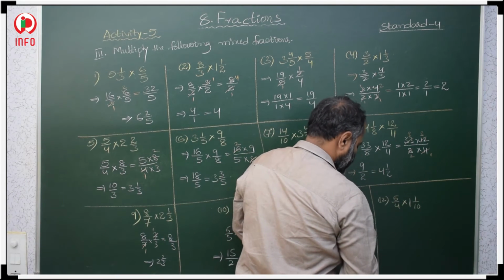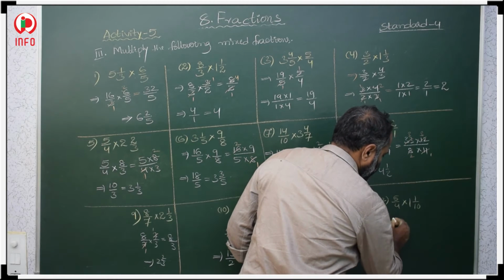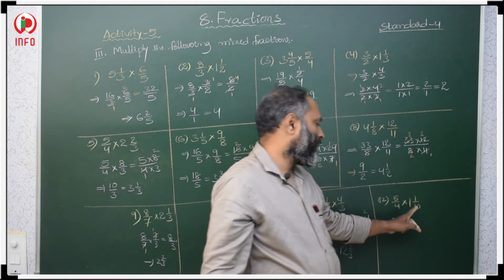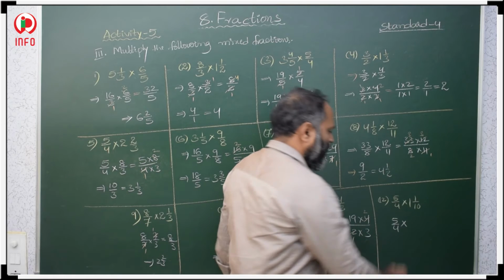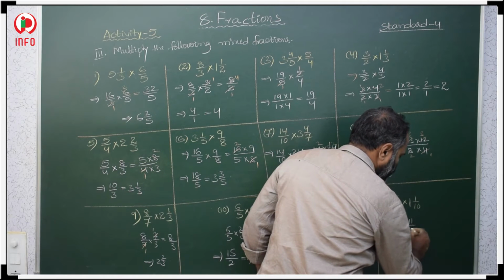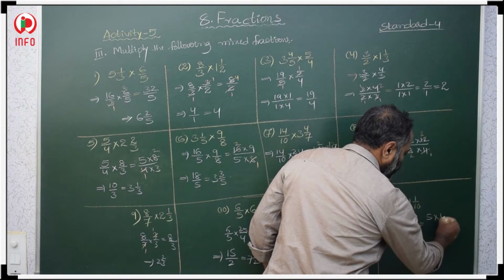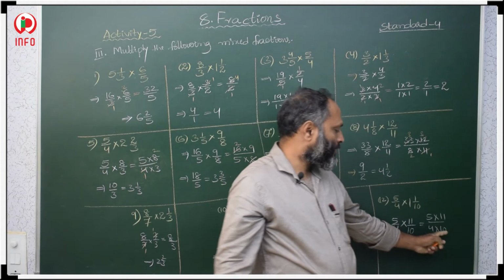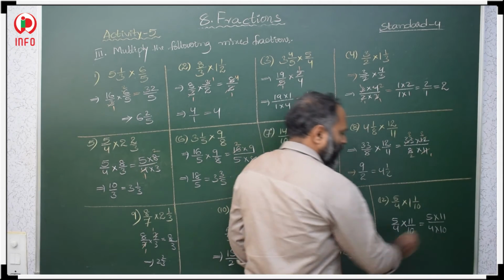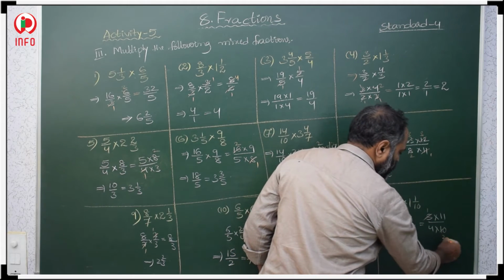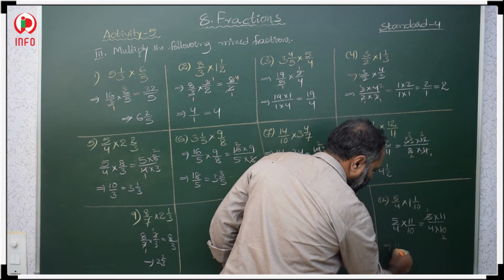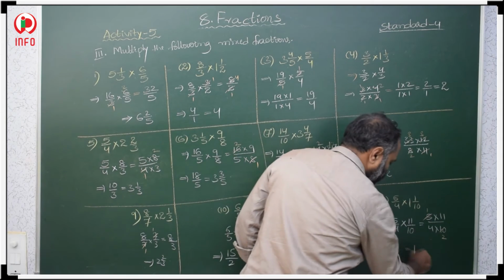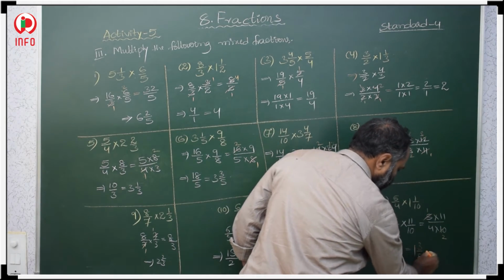Now this one, 5 by 4 into 1 1 by 10 in common fraction, improper fraction. 10 ones are 10, 10 plus 1 is 11. 11 by 10. 5 into 11 by 4 into 10. So these two have common factor 5. 5 ones are 5, 5 twos are 10. Then 1 into 11 is 11, 4 twos are 8. So this improper fraction in mixed, 8 ones are 8, 3 by 8.